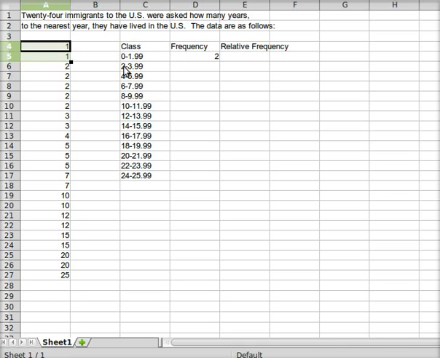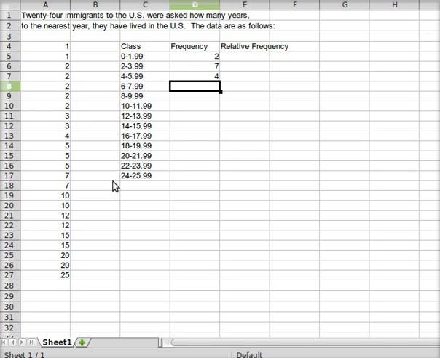Okay, so next we would go to the next one, and count up the number of data points between 2 and 3.99. So there's 1, 2, 3, 4, 5, 6, 7 of those. And so we would put a 7 right there in that column. Next, the number of data points in the range from 4 to 5.99. That would be 1, 2, 3, 4 of those, so I would put a 4 right in here.